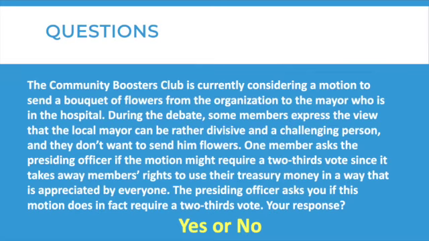Another scenario, you're still the parliamentarian. The Community Boosters Club is currently considering a motion to send a bouquet of flowers from the organization to the mayor, who is in the hospital. During debate, some members expressed the view that the local mayor can be rather divisive and a challenging person, and they don't want to send him flowers. One member asked the presiding officer if the motion might require a 2/3 vote, since it takes away members' rights to use their treasury money in a way that is appreciated by everyone. The presiding officer asks you if this motion does in fact require a 2/3 vote.